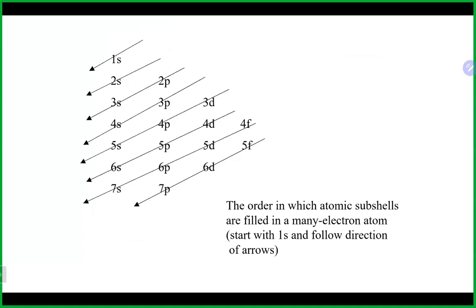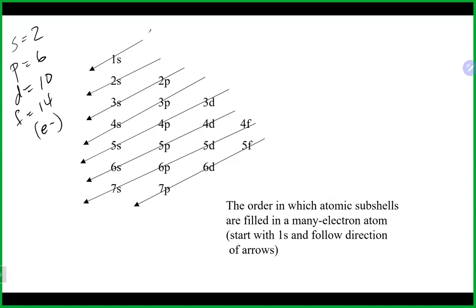So how is that filling order achieved? This is really the order in which electrons go into the atom. If you know this, and you know what we talked about, that a filled s orbital holds a maximum of 2 electrons, a filled p subshell 6, a filled d subshell 10, and a filled f subshell 14 electrons maximum, you should be able to write any electron configuration that you would want.